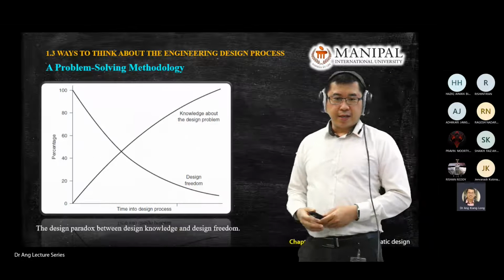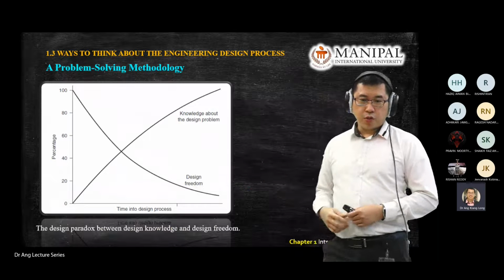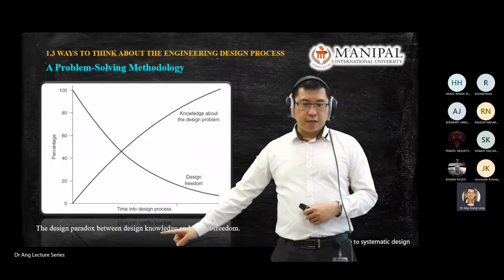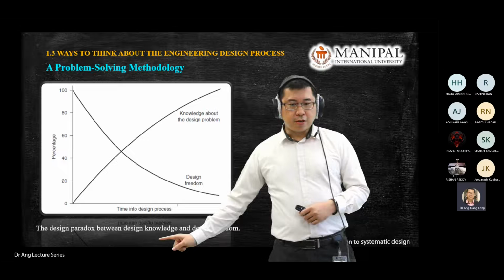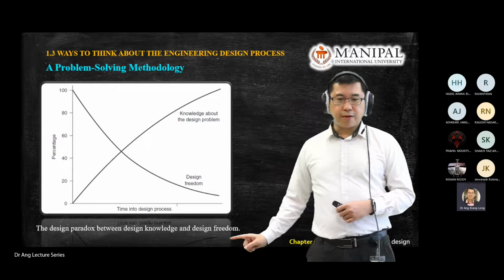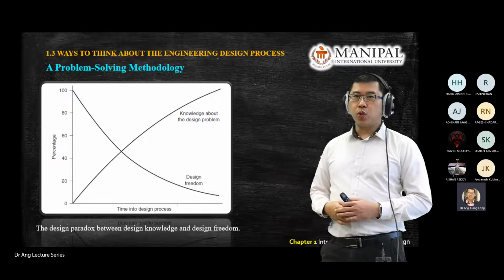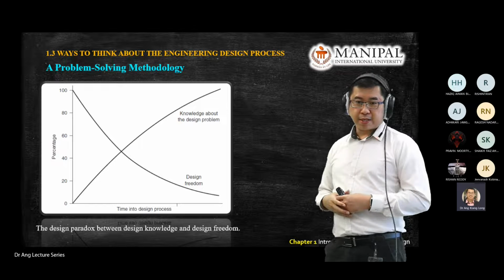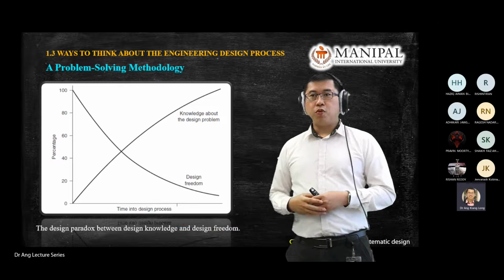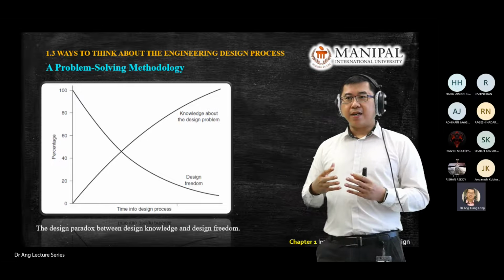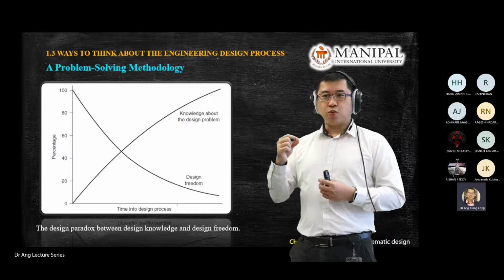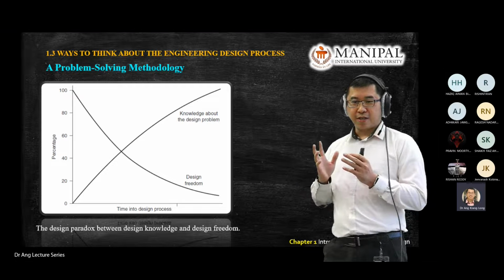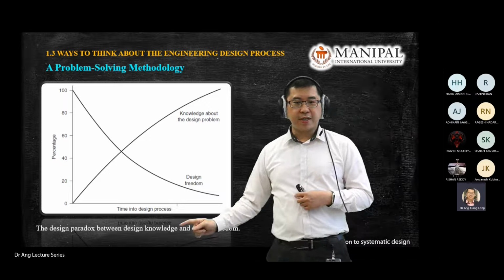Right. So another chart just to show you: there's a design paradox between design knowledge and design freedom. What is the paradox between design knowledge and design freedom? What do I mean by design knowledge? Design knowledge means you know about those particular things. For example, I take a go-kart project as an example. Design knowledge means that you know very well how to design a go-kart from the screw to the tire. So you know everything about the go-kart, the knowledge, the science behind the design.